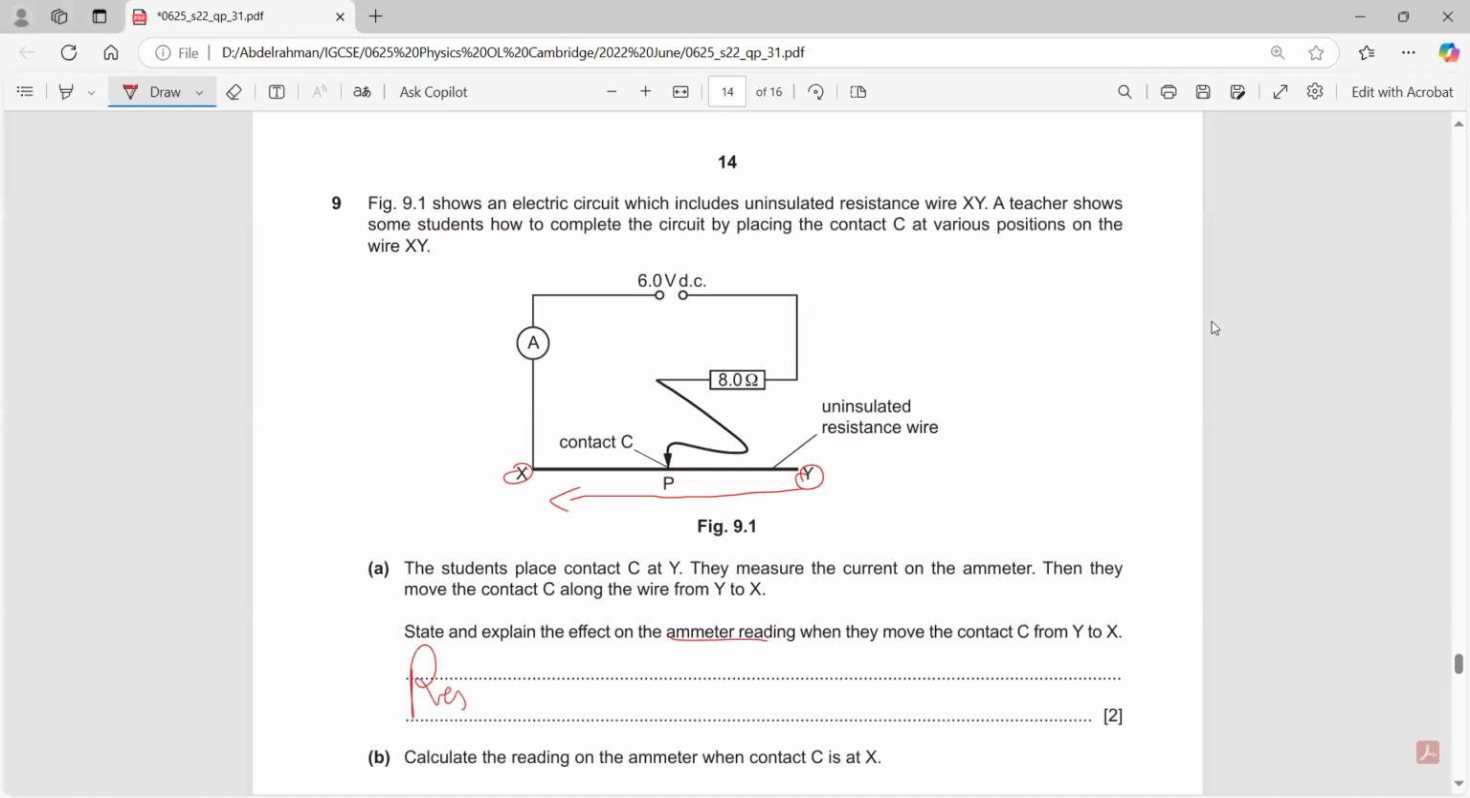So we need to say that the resistance decreases and therefore the current increases.